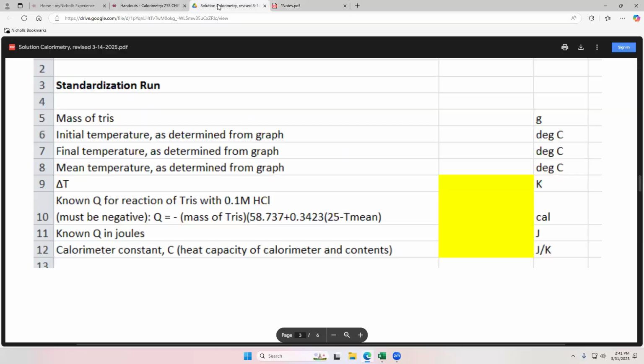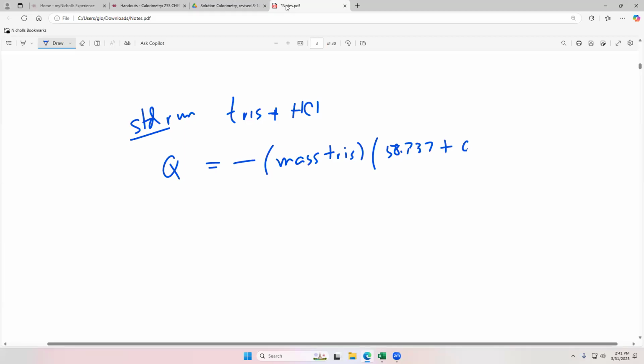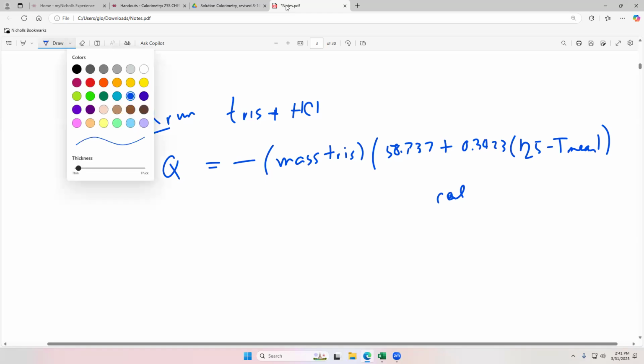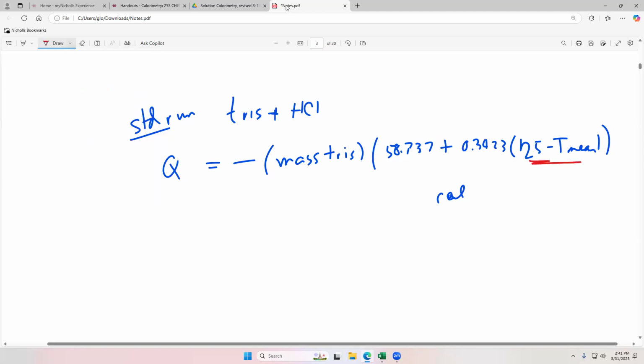Plus 0.3423 times 25 minus the mean temperature of the reaction. This is in calories. Okay. Now, notice that what happens if the mean temperature is 25? Then this whole term here just drops out, right? So it's really 58.7 calories per gram of tris that's being used in this experiment. So tris is your limiting reactant.